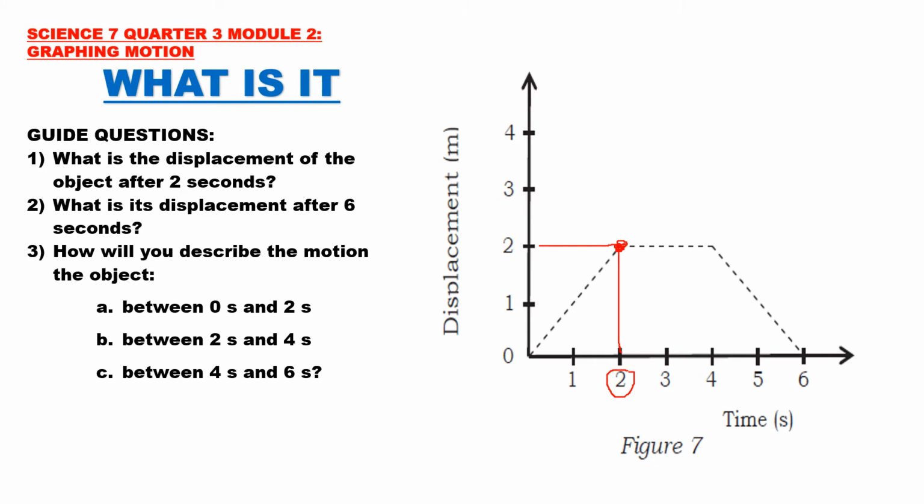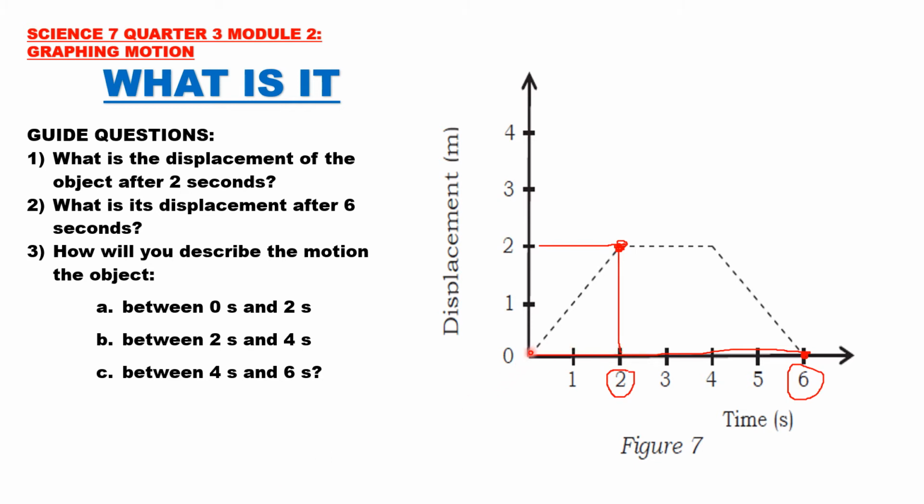Next, what is its displacement after 6 seconds? So, nasa ng 6 seconds? Ito. So, after 6 seconds, ang displacement natin ay nandito sa baba. So, ano ibig sabihin nun? Ang displacement after 6 seconds ay 0 meters. Yan. Next, how will you describe the motion between 0 to 2 seconds?